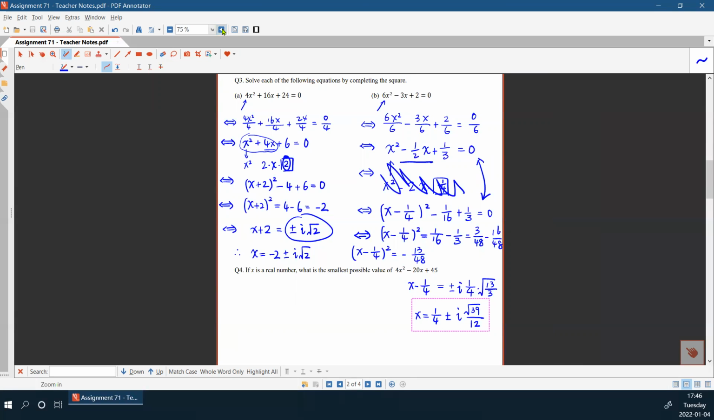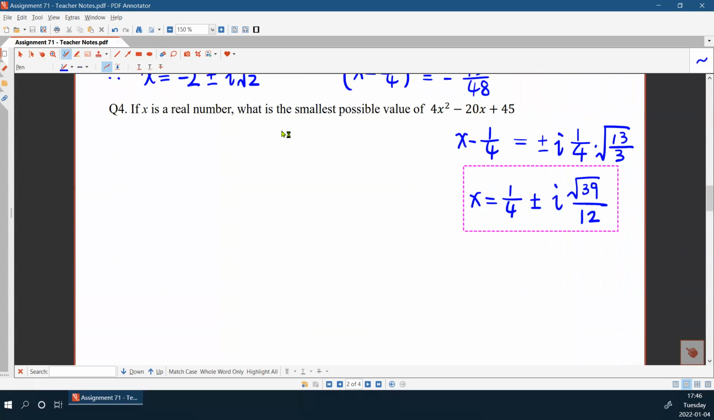All right, good. Next question. If x is a real number, what is the smallest possible value of 4x squared minus 20x plus 45? Okay, so in our previous lesson, we have discussed something like x squared, right? So this time the leading coefficient is not 1.